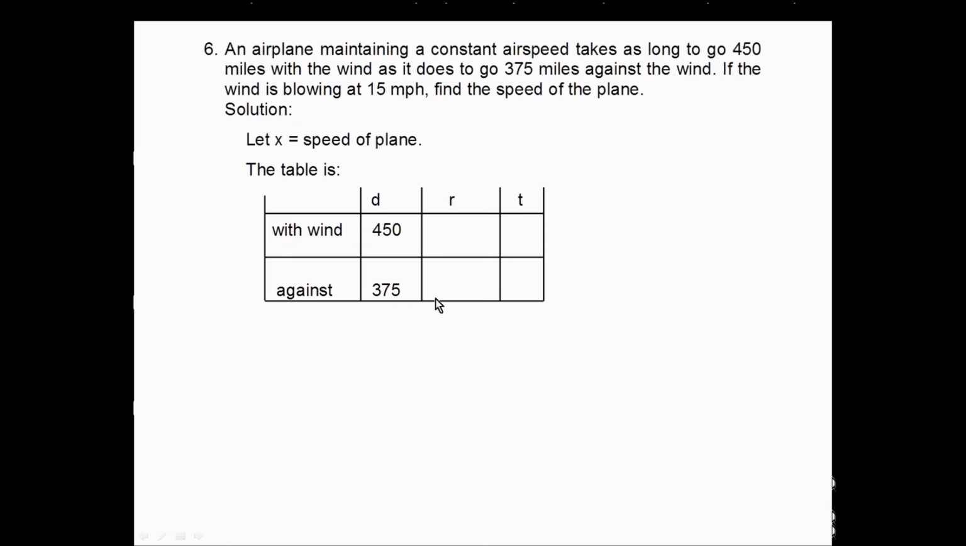Now also contained inside there was something about time, right? It takes the same amount of time. So with the wind and against the wind are both t. Now we've got to figure out our rates. The wind is going at 15 miles per hour. Remember, when you're going with the wind, it's airplane plus wind, so it's going to be x plus 15. When you're going against the wind, it's airplane minus wind, x minus 15. There's our table.